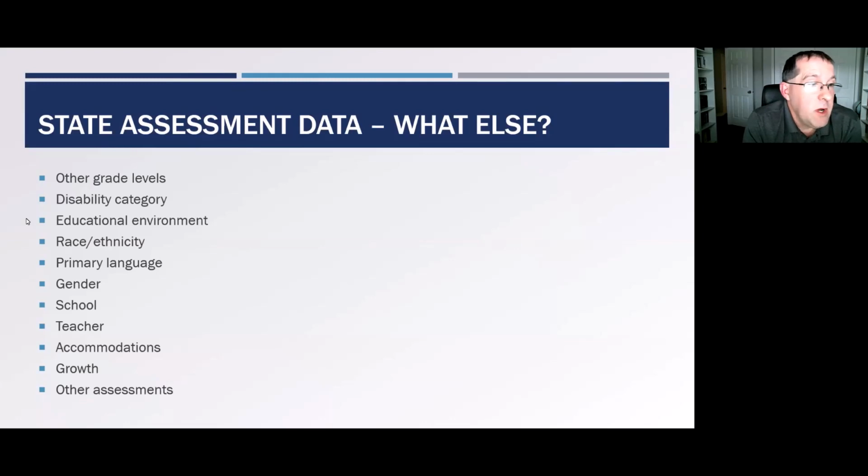Race, ethnicity, primary language. If you have a large enough population where you'd be able to do analysis on that. Gender, boys and girls, they have vastly different test outcomes. The school, so if you have multiple schools, you could look at it school by school, you could look at it teacher by teacher. You could look at students receiving accommodations. How are they doing compared to students that don't have accommodations in their IEP and don't use those on the test? You could look at growth, and you could look at other assessments.